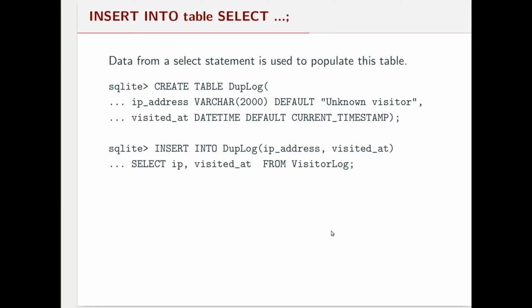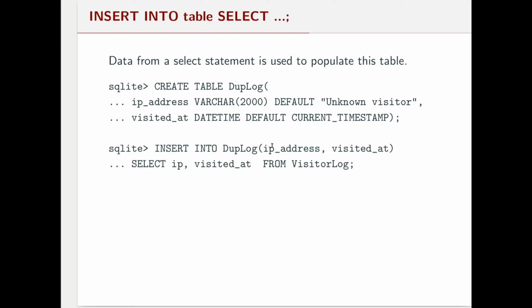Let's now explore the next form of the insert statement. Here we have an existing table and we want to insert rows from a different table. Here's how it goes. Say we have created now a table called dupe log. Here we have the IP address and the visited at with the corresponding default values.